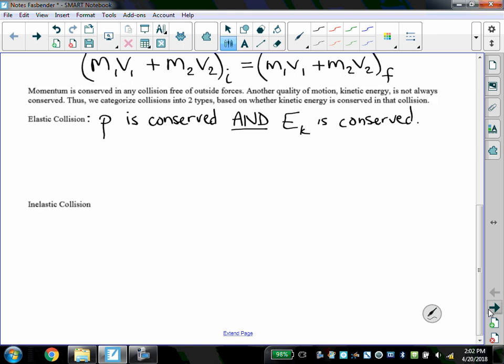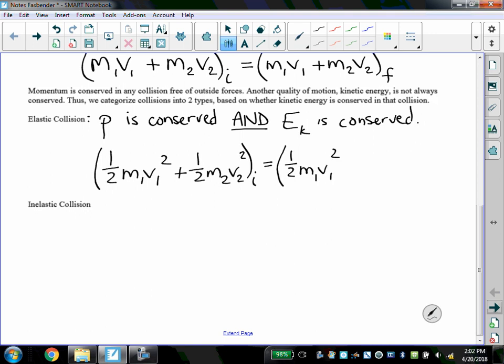And because kinetic energy is conserved, we can create another statement. We could say that the kinetic energy of object 1 and the kinetic energy of object 2 at the beginning has to be equal to the kinetic energy of object 1 plus the kinetic energy of object 2 at the end. So again, that's just giving us a conservation statement. This time it's with kinetic energy.